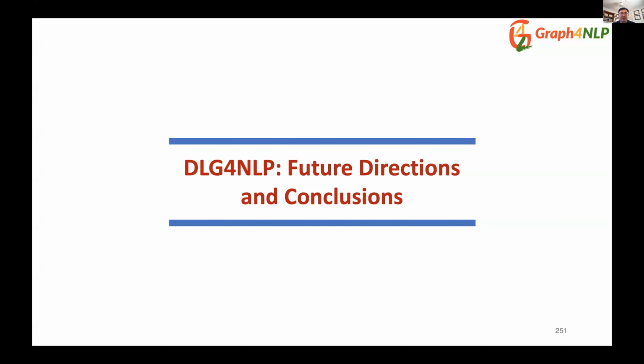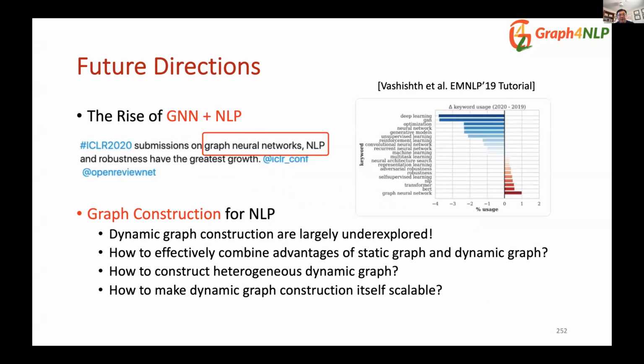Okay, so I will briefly go through the future directions and then we'll conclude this tutorial. Regarding the future directions, we can see that graph neural networks and NLP are two hot topics that have been shown here in the ICLR 2020 submissions. There are a lot of things going on here.